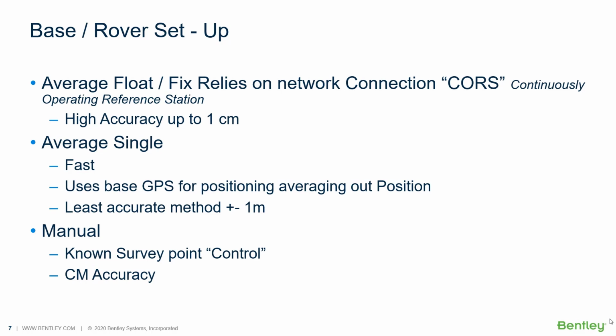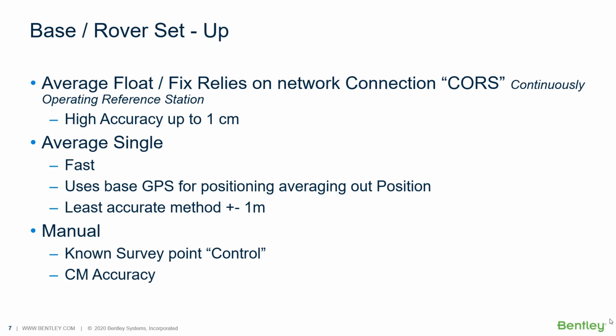This accuracy is primarily dictated by the base rover setup. And with the base rover setup, there are several ways that the actual base station can be set up within the RTK or PPK network. So the first is an average float or fix, and it relies on a network connection referred to as CORS, which is a continuously operating reference station. This carries with it a high level of accuracy of up to 1 centimeter.